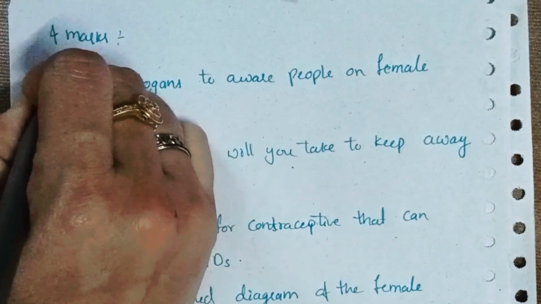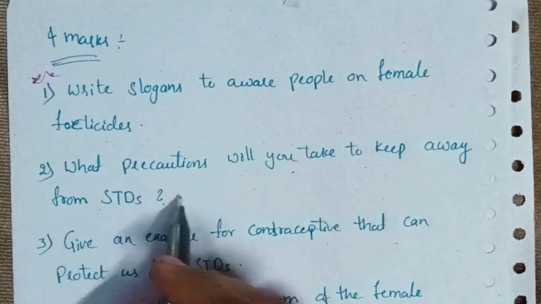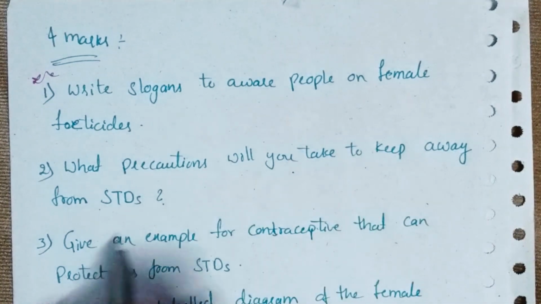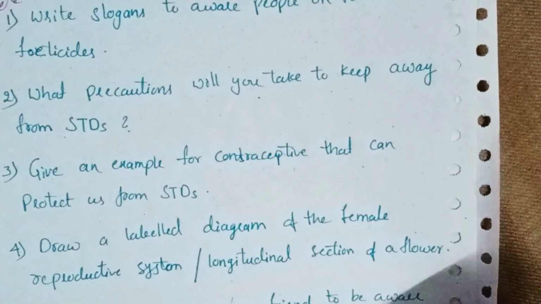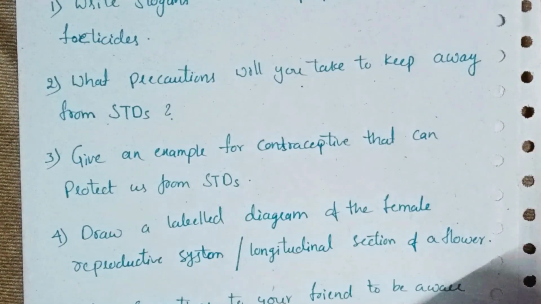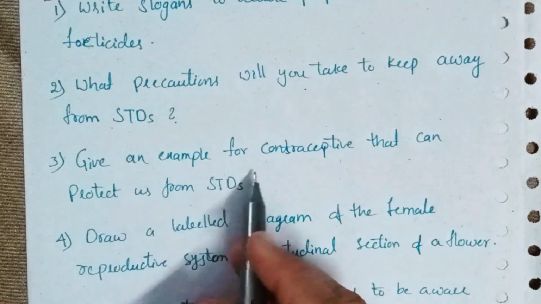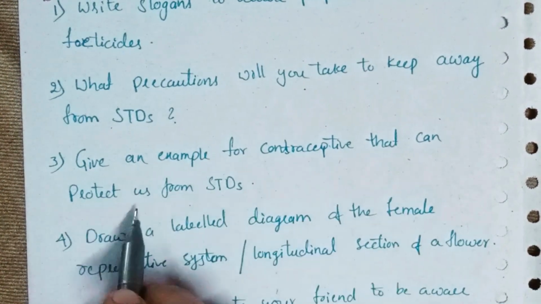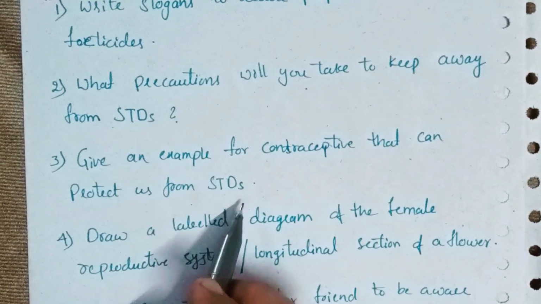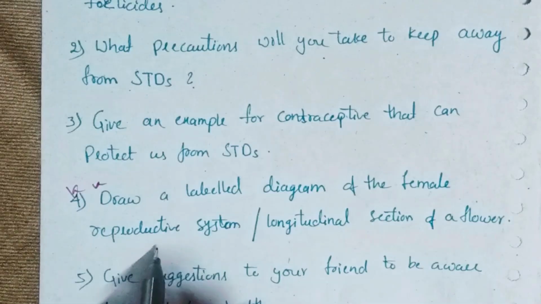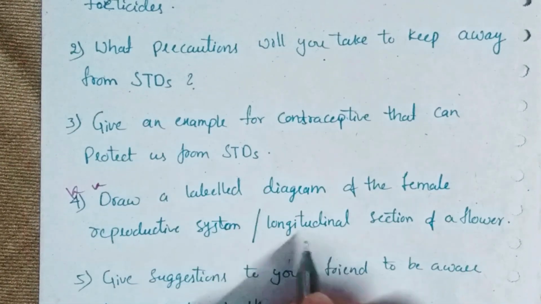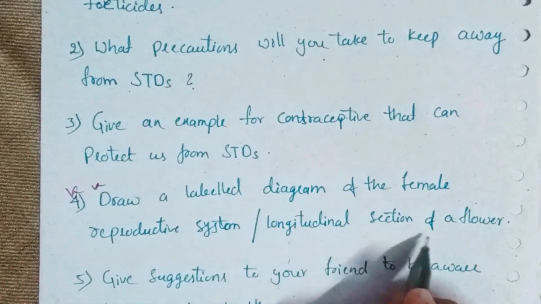Very important. Next, second one. What precautions will you take to keep away from STDs? Third one. Give an example of a contraceptive that can protect us from STDs. Next, fourth one. Draw a labeled diagram of the female reproductive system or else a longitudinal section of a flower.